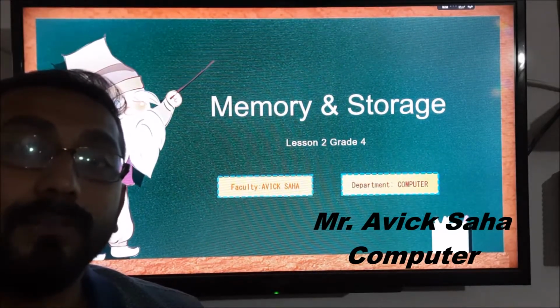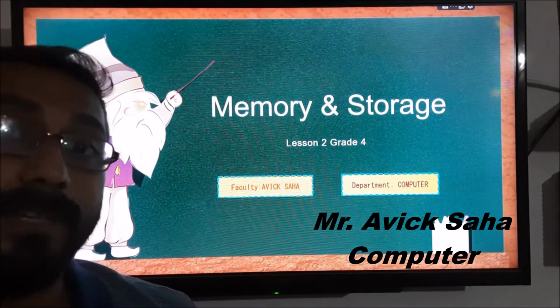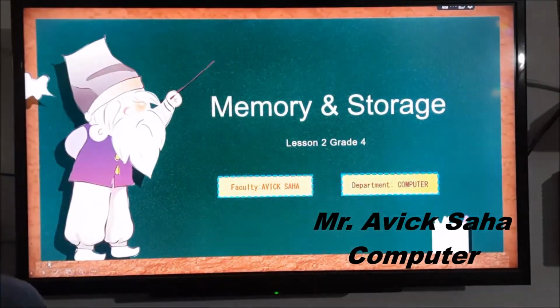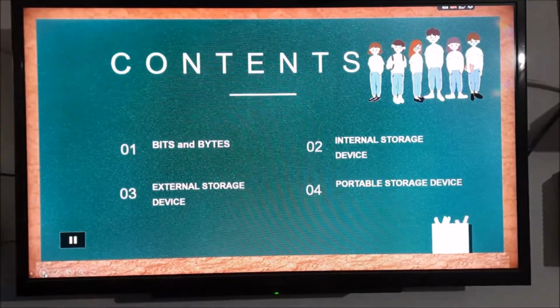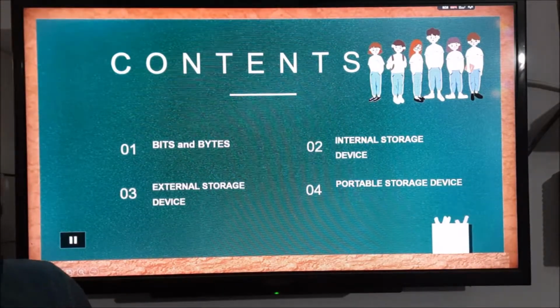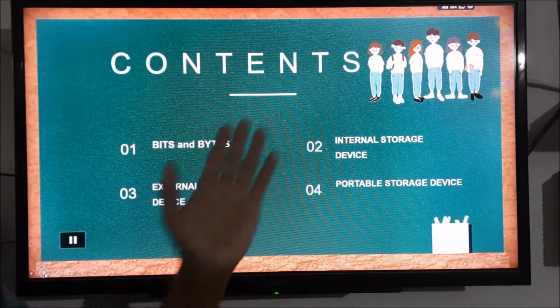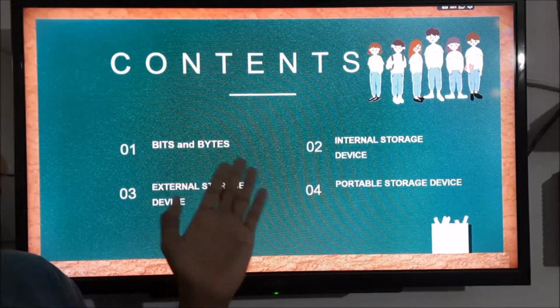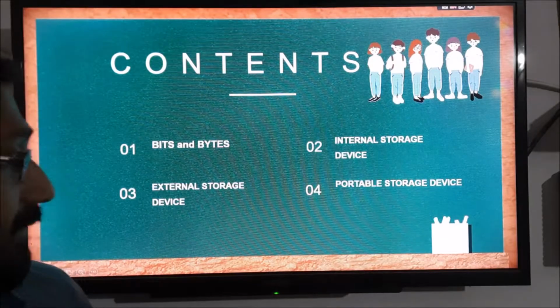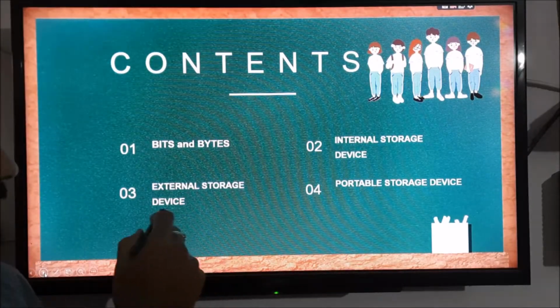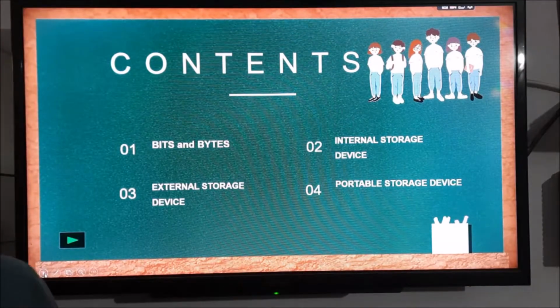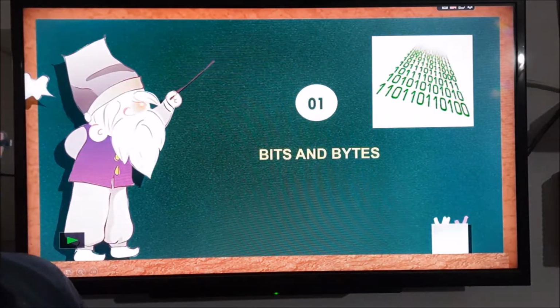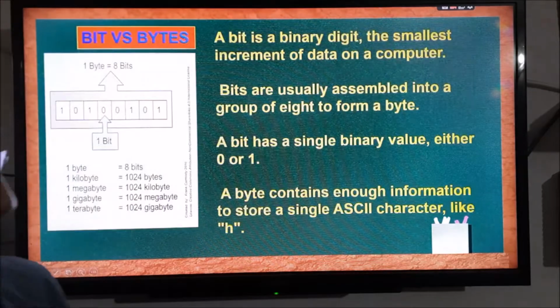Everyone, today we are going to learn about the new chapter, that is memory and storage. Here you can see some of the contents that I have written: bits and bytes, internal storage device, external storage device, and portable storage device. First of all, we need to know bits and bytes.